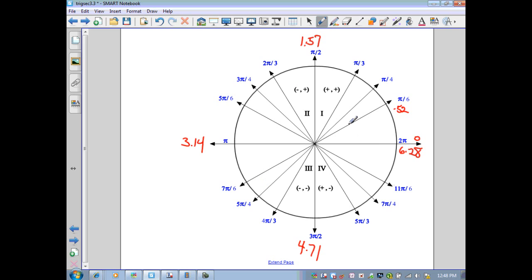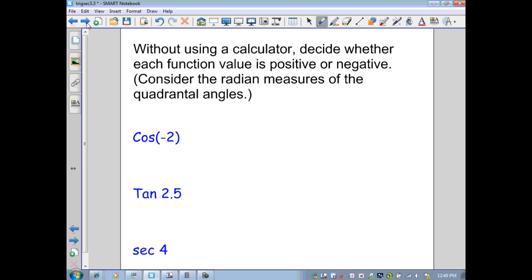Very similar, if I went clockwise, 2 radians would fall between 1.57 and 3.14. If I go counterclockwise, that would put me in quadrant 3. So my example asked me to find the cosine of a -2. This will be in quadrant 3. I'm looking for an x value being cosine, therefore my solution will be negative.